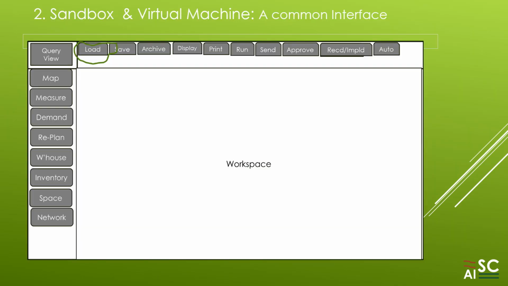A common interface begins with Query View, a streamlined interpretation of natural language commands, and incorporates several utility submodules: load, save, archive, display, print, run, send, approve, receive/implement, and auto. The auto, or autonomous, mode is always active and only deactivated if an error occurs during query processing. AI action modules, such as map, measure, demand, replan, warehouse, and inventory, are engaged in autonomous mode.